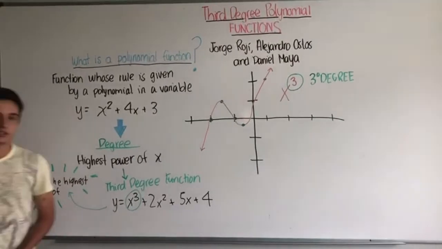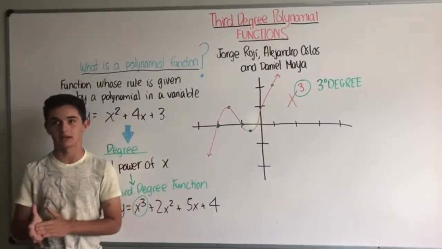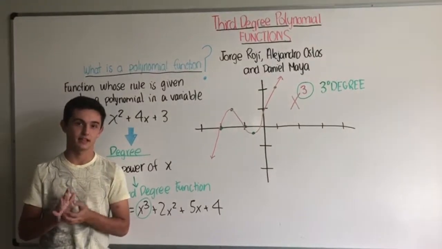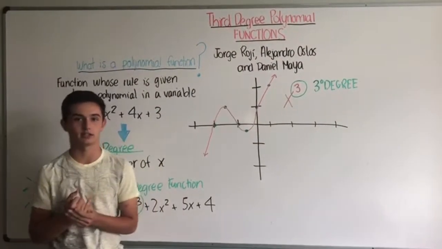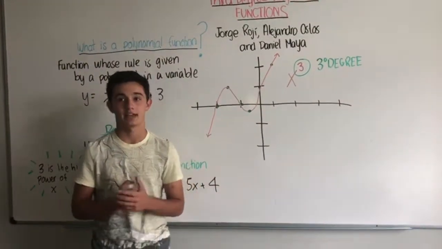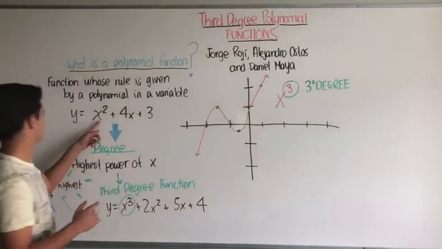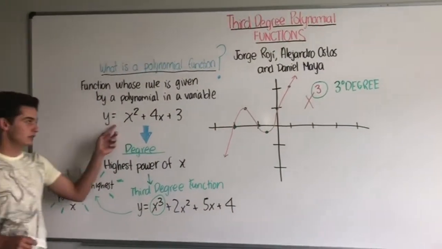What is a polynomial function? A polynomial function is a function whose rule is given by a polynomial in a variable. This means that any equation that has an x and has more than one term can be a polynomial function, like this one over here. This one is an example.